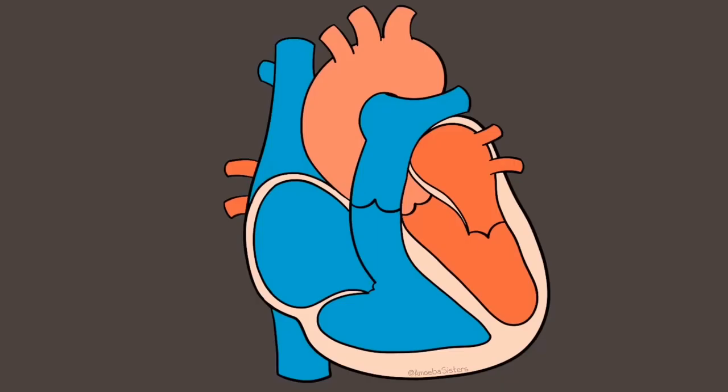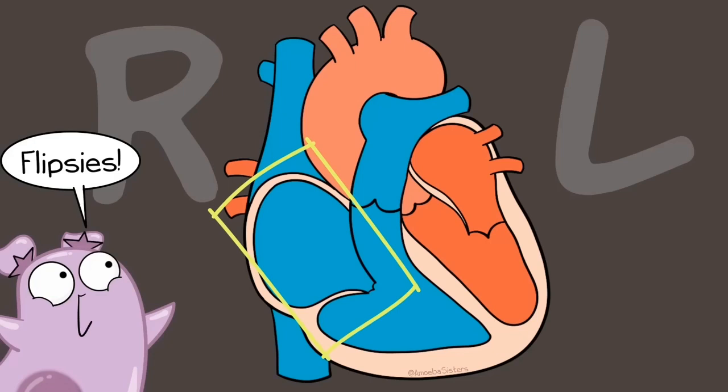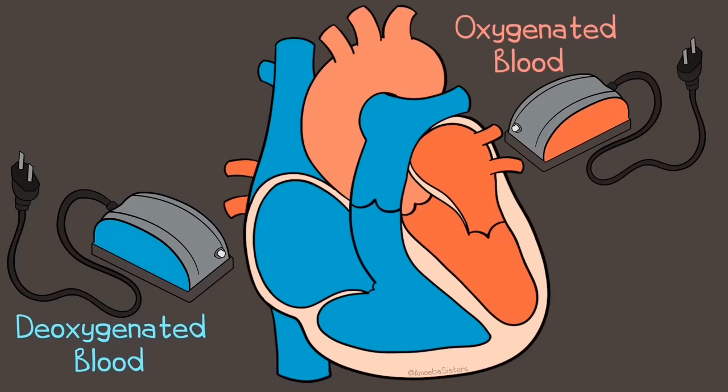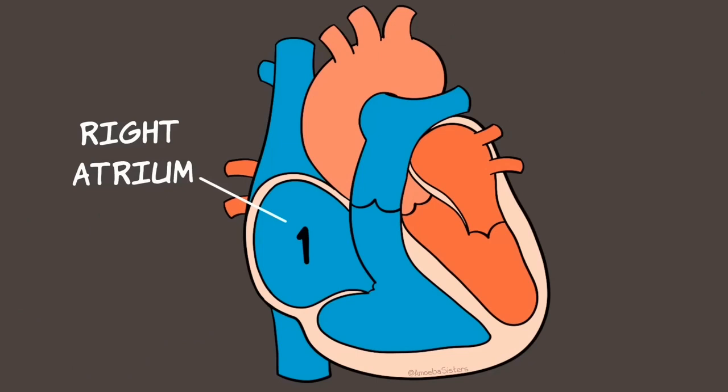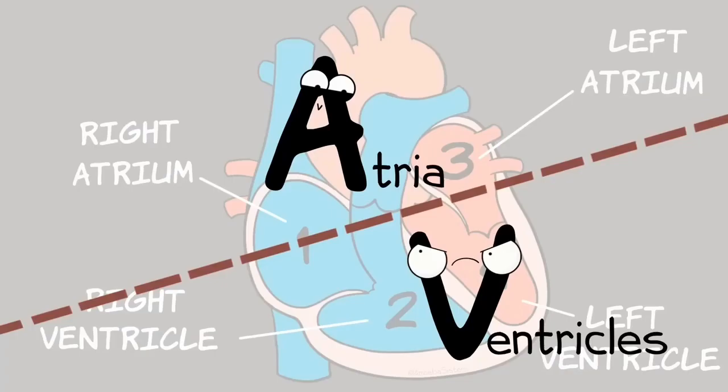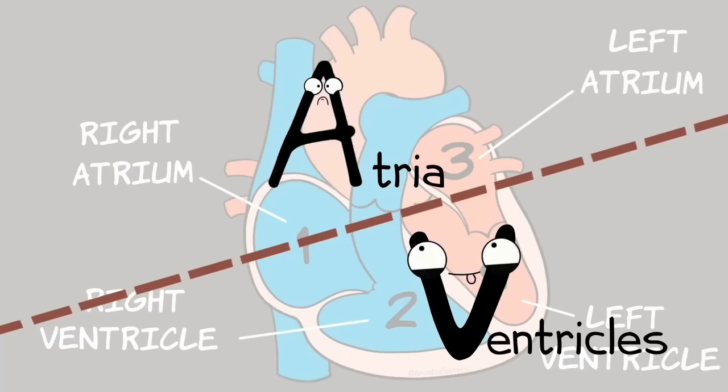So looking at this heart, the right side, and that's the person's right, so for you it will look opposite, pumps deoxygenated blood, and the left side pumps oxygenated blood. We can also see four chambers, the right atrium and right ventricle, and the left atrium and the left ventricle. I like to remember that A comes before V in the alphabet, so that helps me remember the A's for atria are at the top of the heart, V for ventricles are at the bottom of the heart. Atria also have thinner walls than the thicker-walled ventricles.